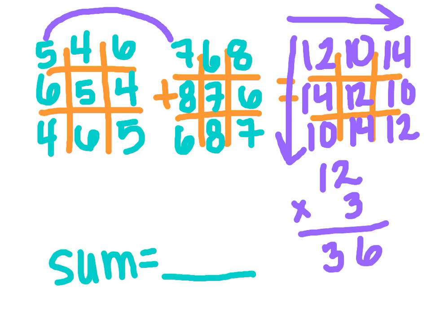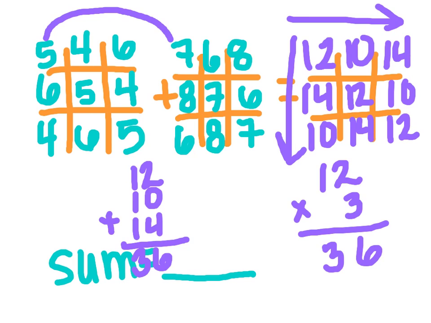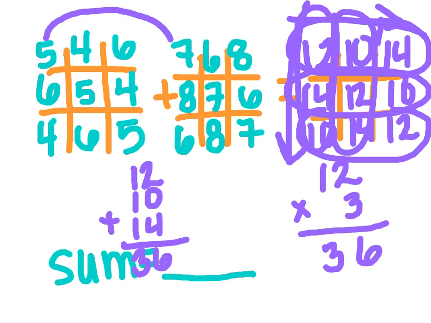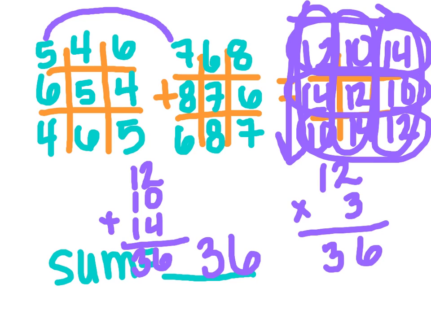So let's try two more. Let's do the first row, which is 12 plus 10 plus 14. 2 plus 4 is 6. And 1, 2, and 3 is 36. If you look there, all three of those numbers appear in either the rows or, if you look here, the columns. So it's very clear to see that this would be 36.